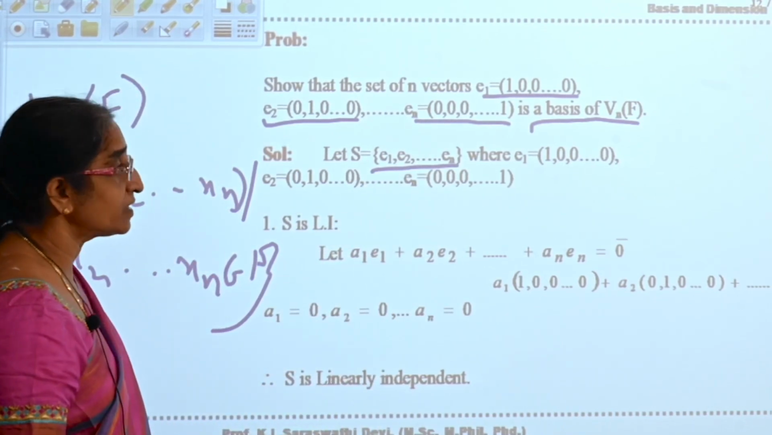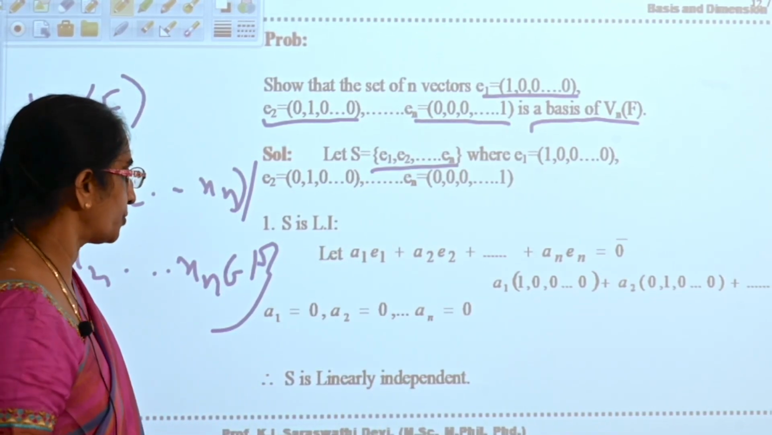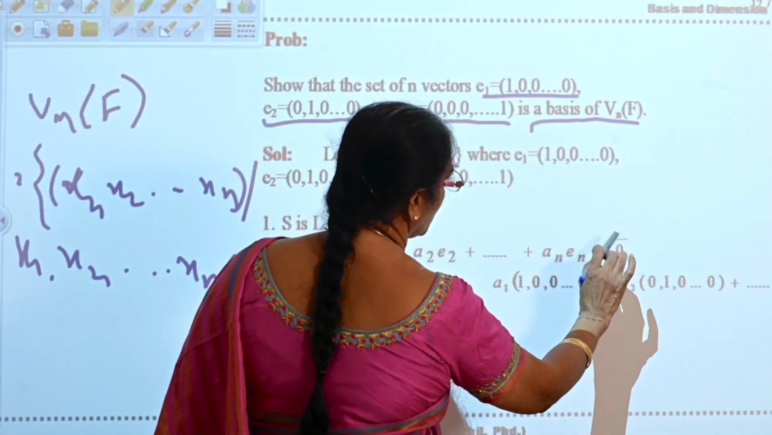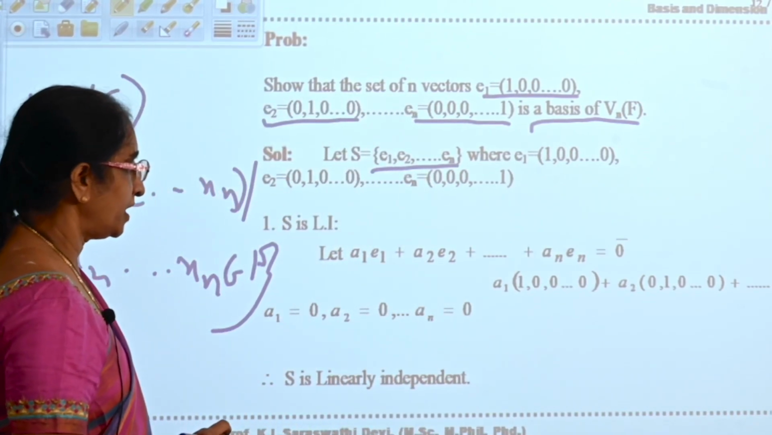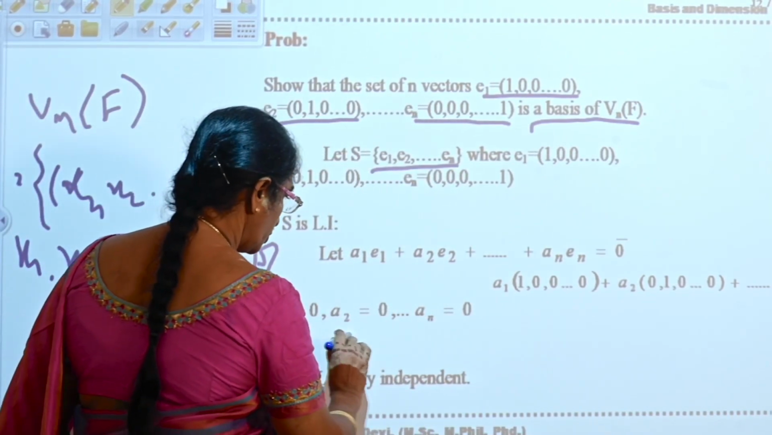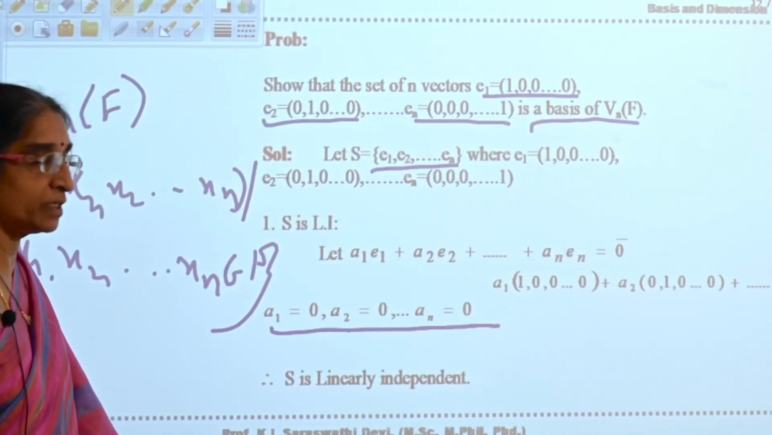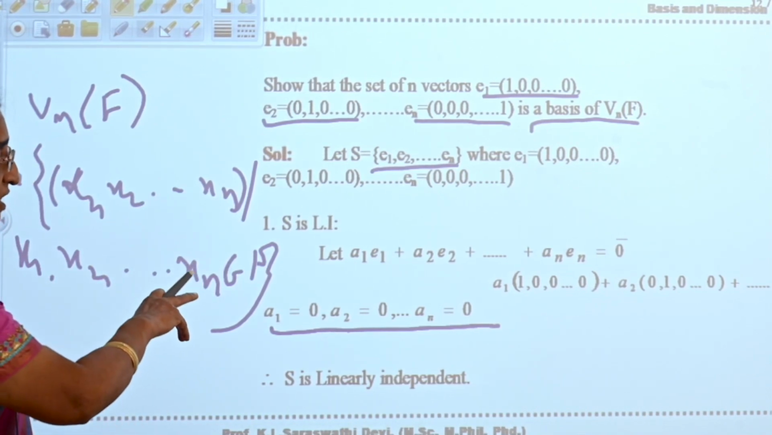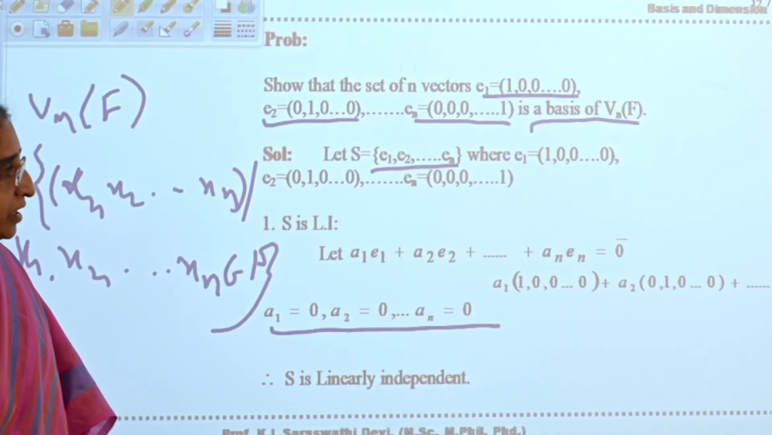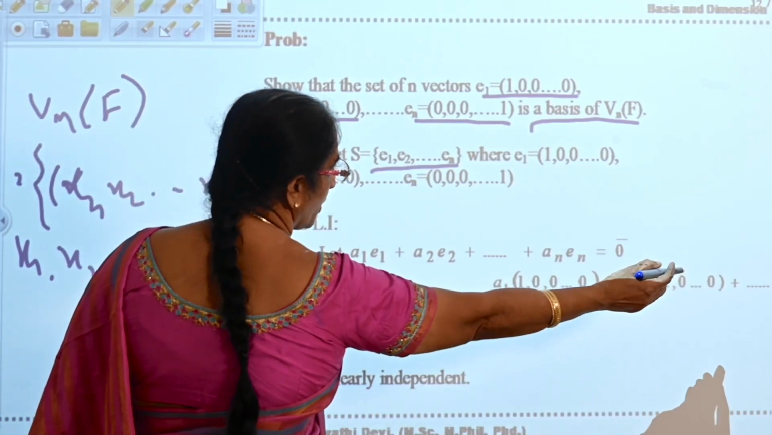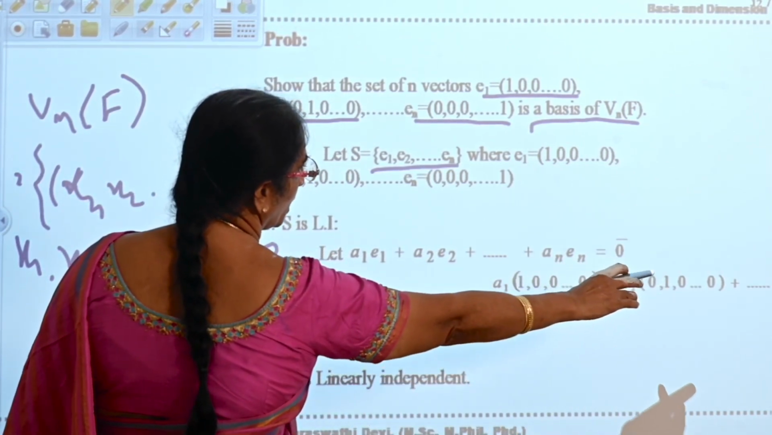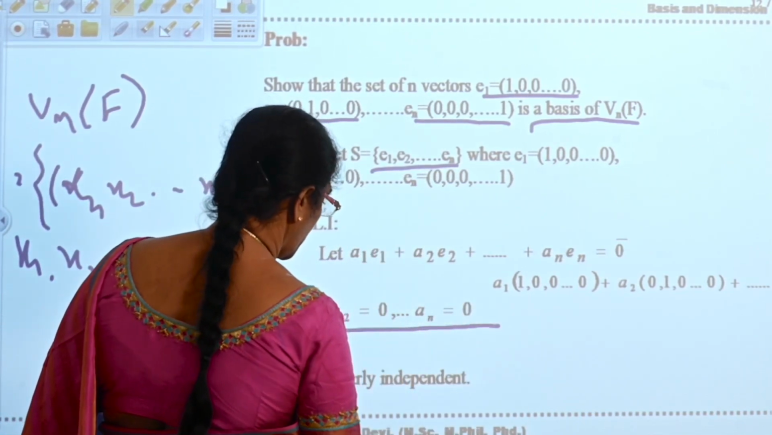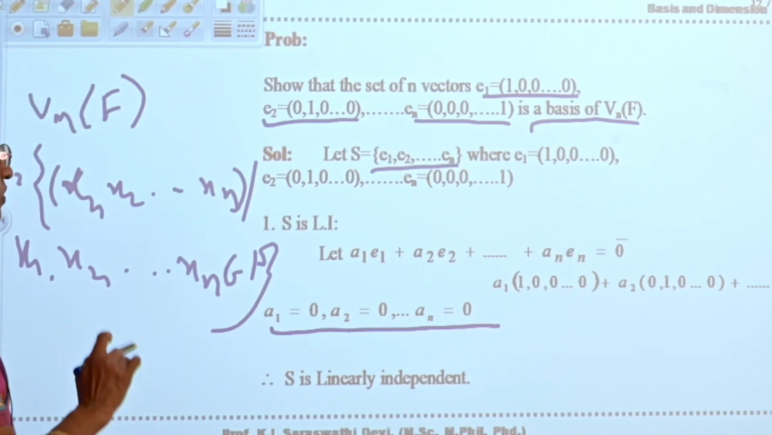That means you have to prove S is linearly independent. Consider a1 E1 plus a2 E2 plus and so on, an En is equal to 0 bar, and you are able to get a1 is equal to 0, a2 is equal to 0 and so on, an is equal to 0. In detail we have seen this in the three-dimensional case. You can see this on your own, or here also it is explained. If you add this, you will get (a1, a2, ..., an) is equal to 0 bar. That implies a1 is equal to 0, a2 is equal to 0 and so on, an is equal to 0. So S is linearly independent.